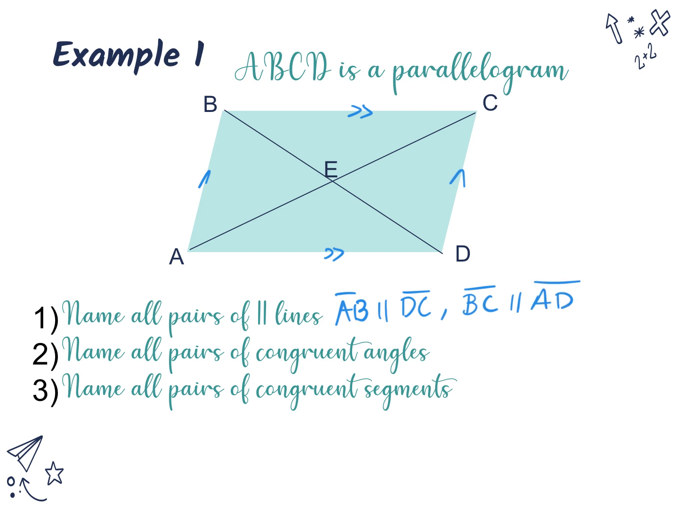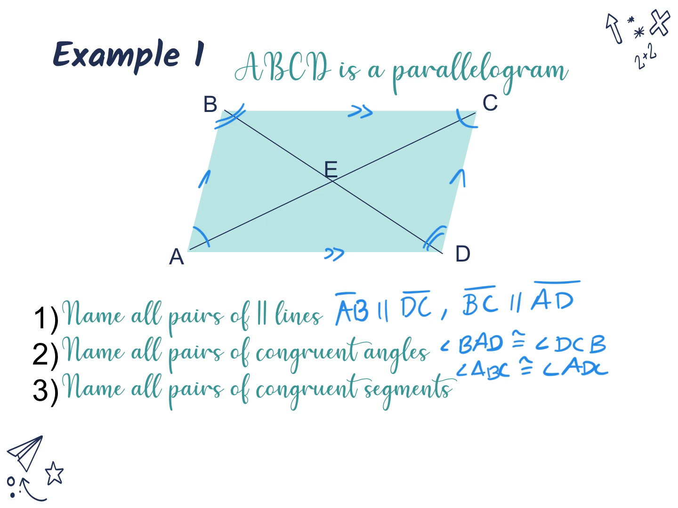Now we have to name all pairs of congruent angles. For all the pairs of congruent angles, we know it's going to be A and C, and angle B and angle D. Now because we have those diagonal lines that intersect, you have to write them the long way. You can't just say angle B and angle D, or angle A and angle C. We're going to have to write it out as angle BAD is congruent to angle DCB, and angle ABC is congruent to angle ADC.